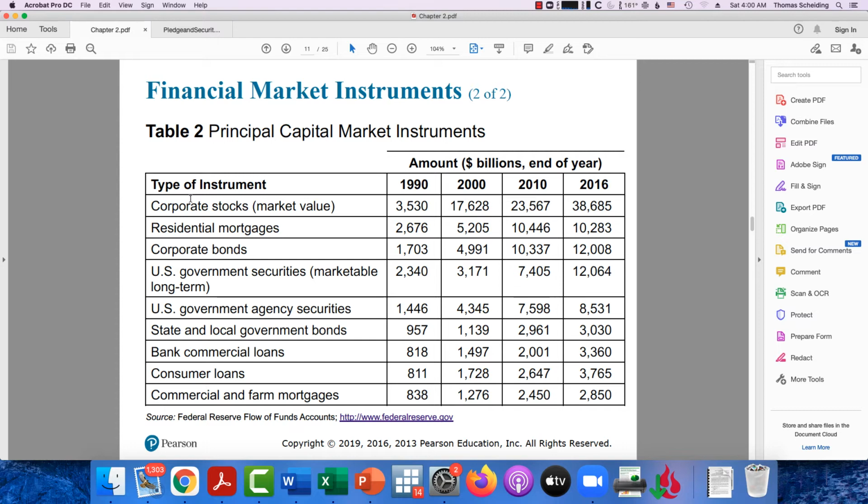Then you've got mortgages, right? So most of these, the title should be pretty obvious. Corporate bonds would be a company needing to borrow money and so issuing a bond directly, maybe with collateral, maybe not. U.S. government securities, this would be U.S. government debt, long term, so this would be probably a 30-year bond. Certainly a 10-year bond, but probably up to 30 years. Residential mortgages, these would be home purchase. And then you've got state and local government bonds, bank commercial loans, and whatnot.